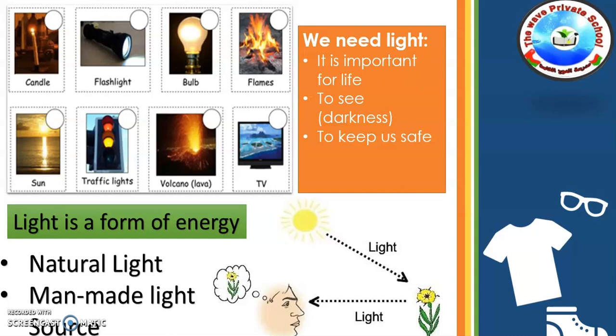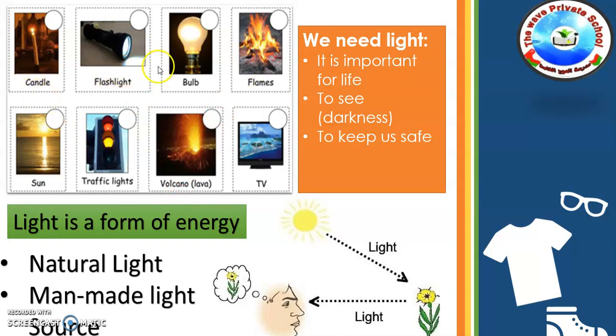So to start with, let's go over first to our previous lessons. If you can still remember, it has something to do with light and light sources and how we see things and the importance of light. So let's go over first. Light is a form of energy. We talk about the two sources of light, the natural light source and the man-made light source. And I will remind you again that when we talk about a light source, that refers to anything that makes light.